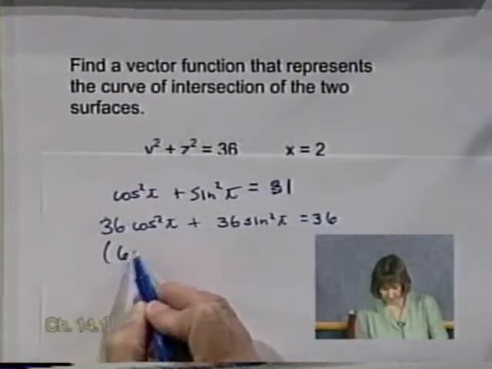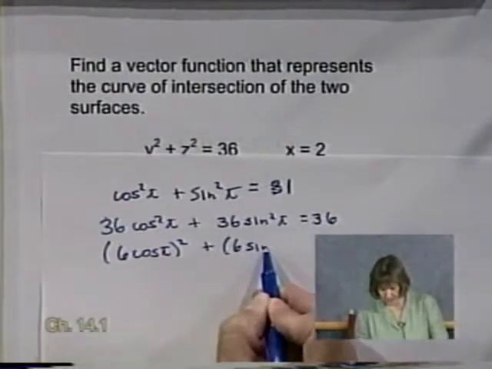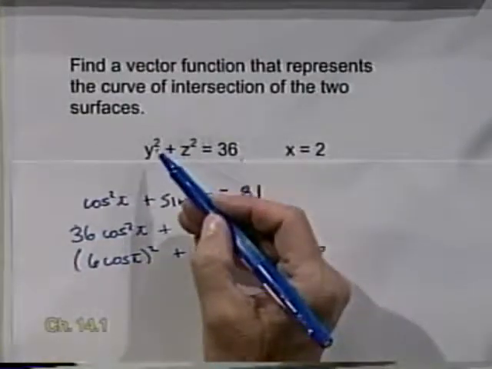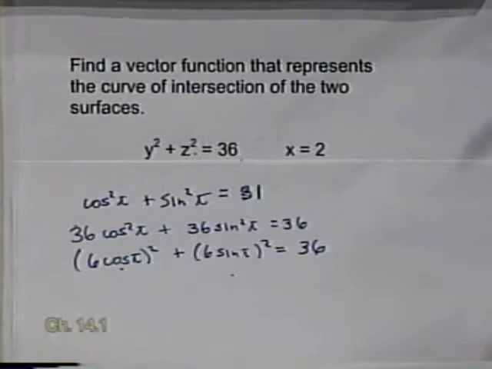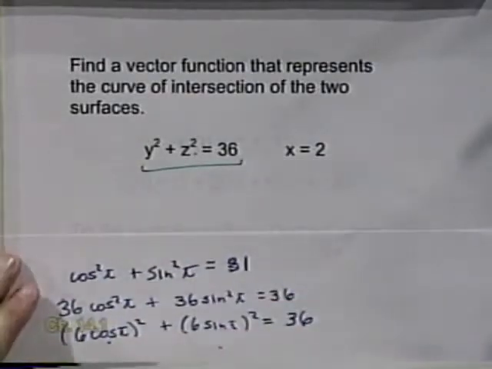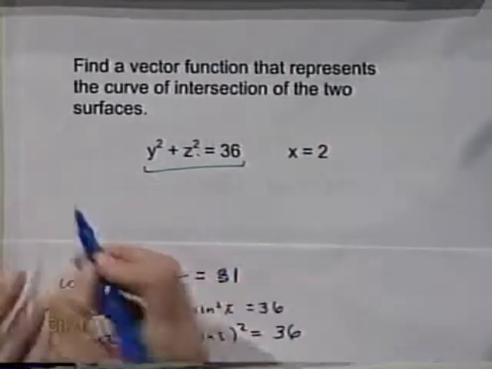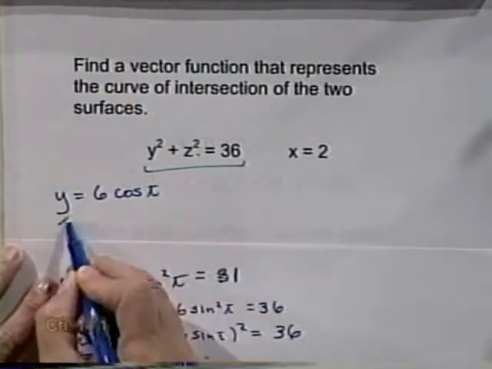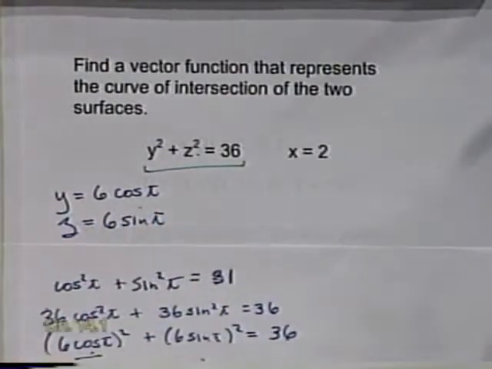So I need 6 cosine t squared plus 6 sine t squared to equal 36. So we can let y be 6 cosine t, and we can let z be 6 sine t. Y is going to be this, and z is going to be this.